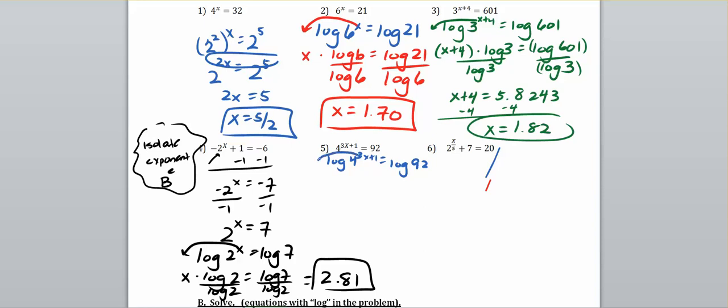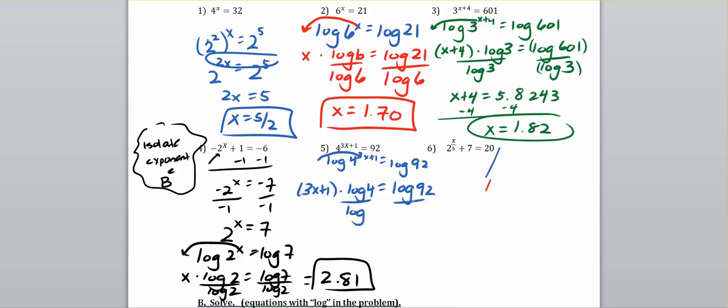Let's go ahead and bring the 3x plus 1 out front. I'm going to put it in parentheses. 3x plus 1 times log 4 equals log 92. And this is sometimes where we get confused, but move the furthest stuff away first. I don't want to subtract 1 or divide by 3. I want to isolate this stuff, so get rid of the log 4 first.